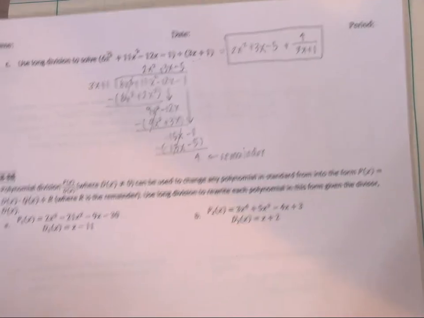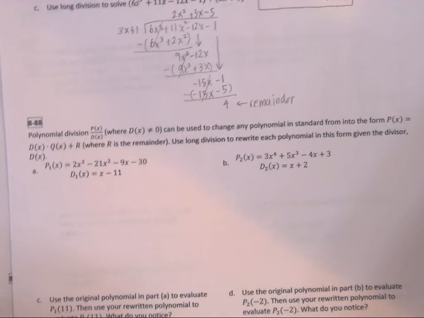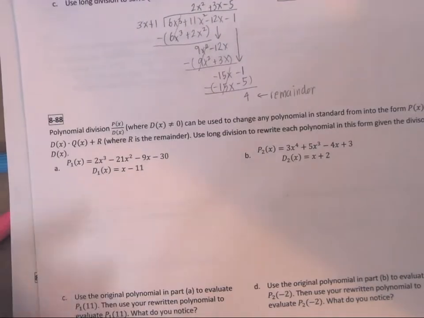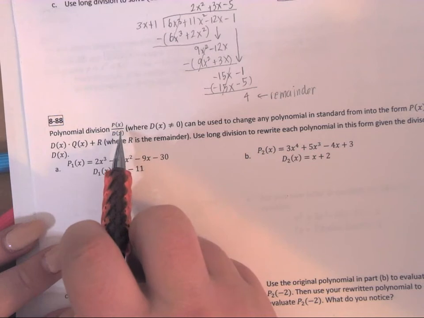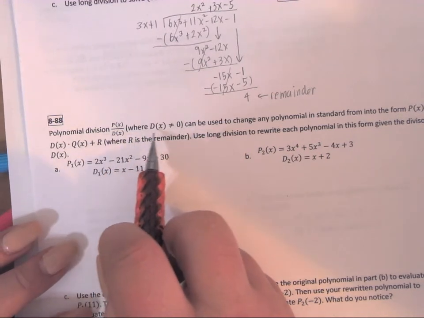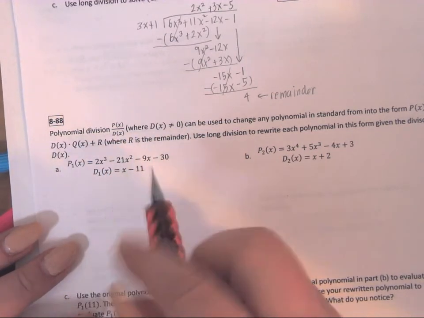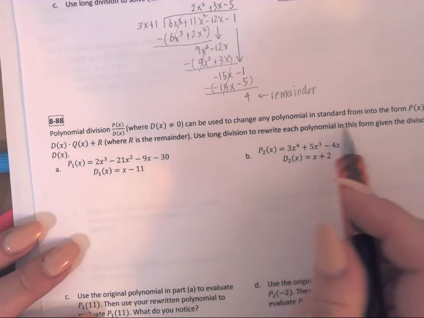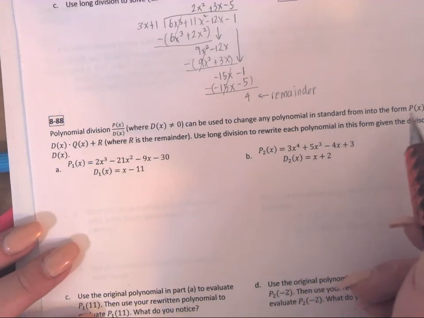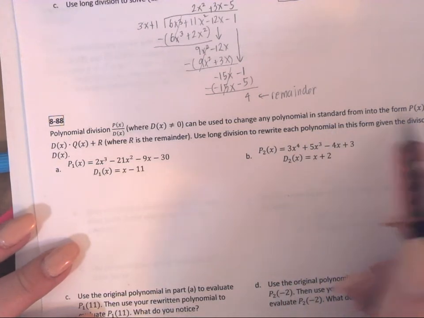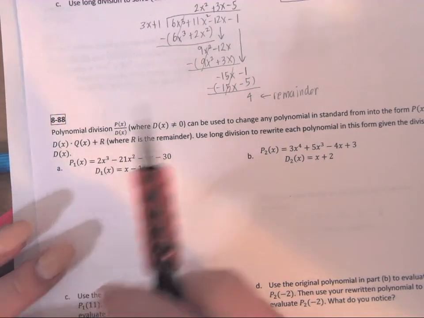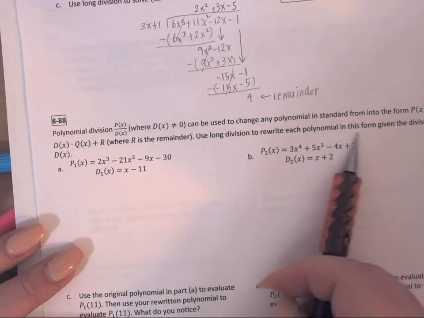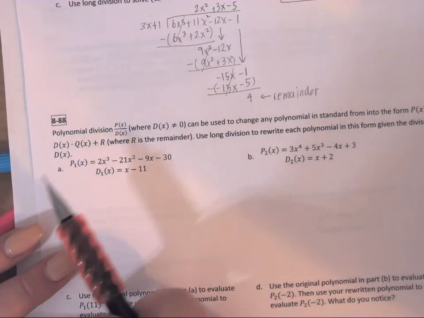Okay, let's use that to do these two more here. So set up our division. Polynomial division, P of x over d of x, where d of x cannot be 0 because you can't have it on the bottom, can be used to change any polynomial in standard form into the product P of x equals d of x times q of x plus r, where r is the remainder. So use long division to rewrite each polynomial in the form of the given divisor.